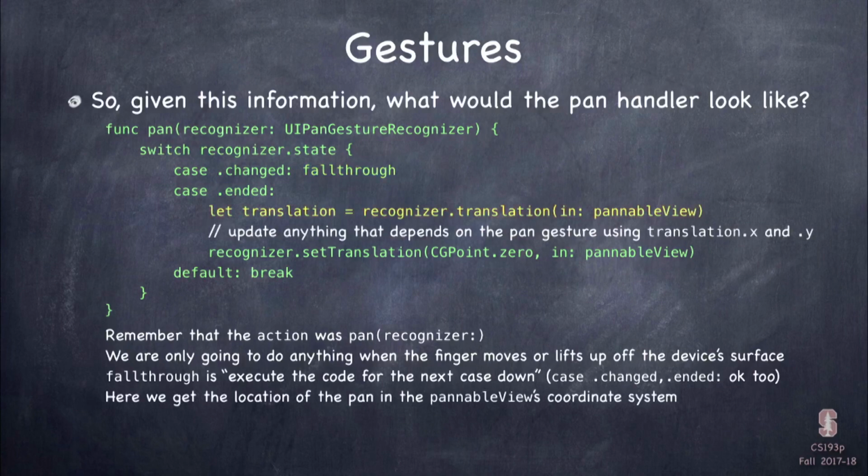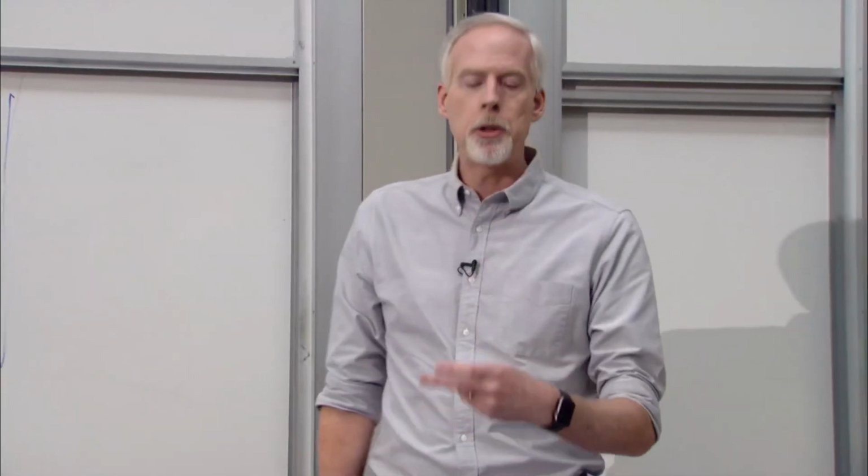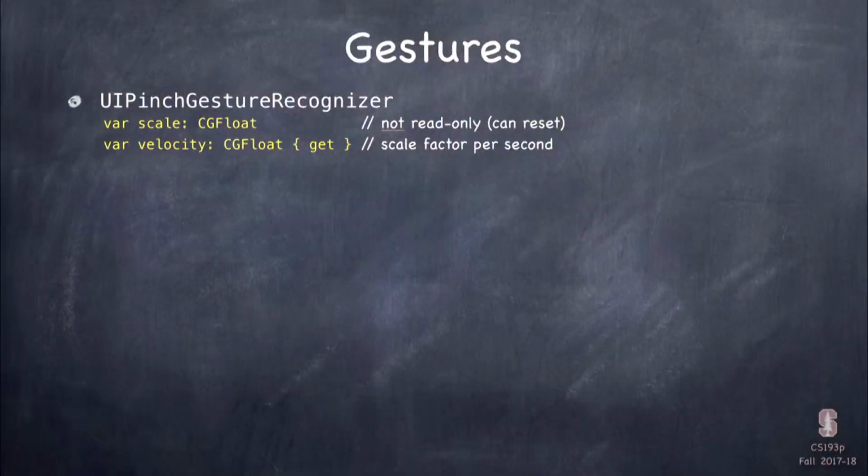So if it's changed or ended, my pan is still moving, or I just finished it, then I'm going to find out where the pan was by calling translation in view on the recognizer. Then I'm going to do something based on where the pan went, okay? And maybe if I'm looking for incremental pans, I'll reset it back to 0. So the next one will be from 0 and be incremental, okay? So that's it, simple to do these handlers. Now, what are some of the concrete handlers besides pan gesture? Well, there's pinch gesture. Its information is the scale, okay?